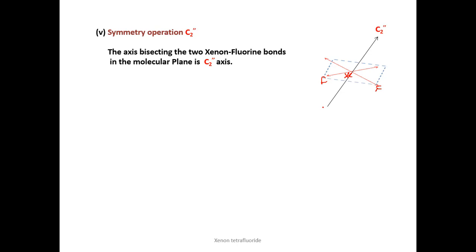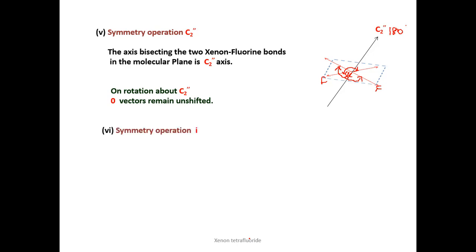C2'' is once again rotation through 180 degrees, and during rotation through 180 degrees this vector will come here and this will go there. Similarly this will come here and this will go there, and all the vectors will get shifted and the number of unshifted vectors will be 0. Next we come to the symmetry operation i. During symmetry operation i, all the vectors get reversed.